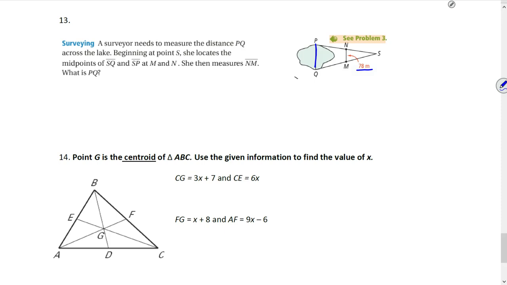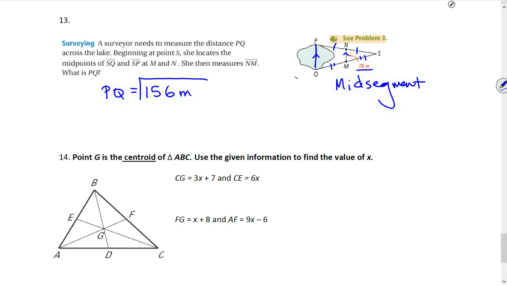Well, because it's the midpoint, I know that NM is a mid-segment. And the two properties we should know about mid-segments are that it's parallel, and most importantly for this problem, it's half the length. So 78 is half the length across the lake, and that means that PQ must be equal to 156 meters.